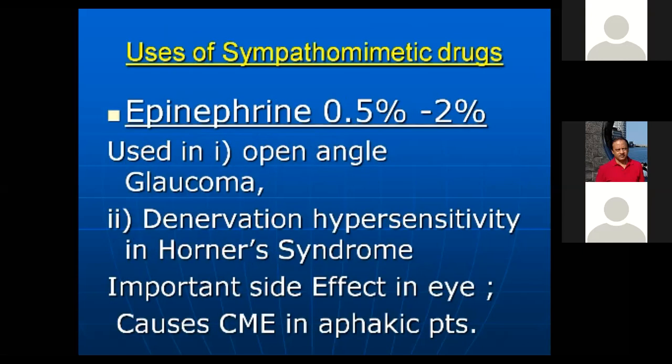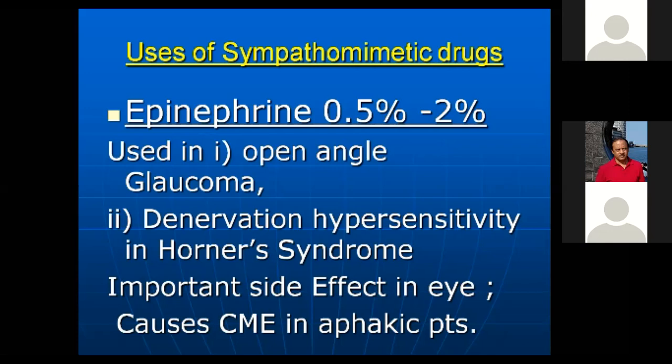Epinephrine drops, which are available in 0.5 to 2% drops, are mainly used in open angle glaucoma, not in closed angle or narrow angle glaucoma. And you know a condition called Horner's syndrome. So in order to diagnose Horner's syndrome, this drug is used, which shows denervation hypersensitivity in this condition, that is Horner's syndrome.